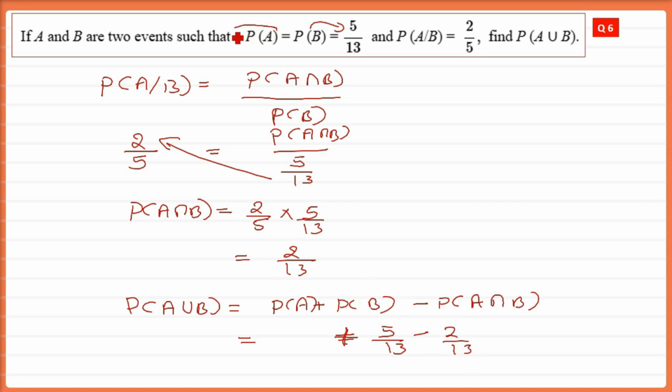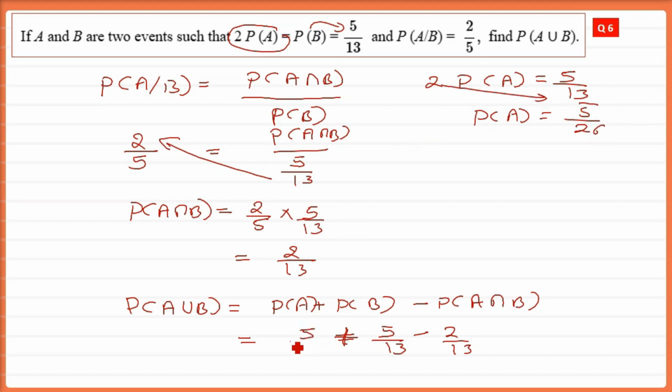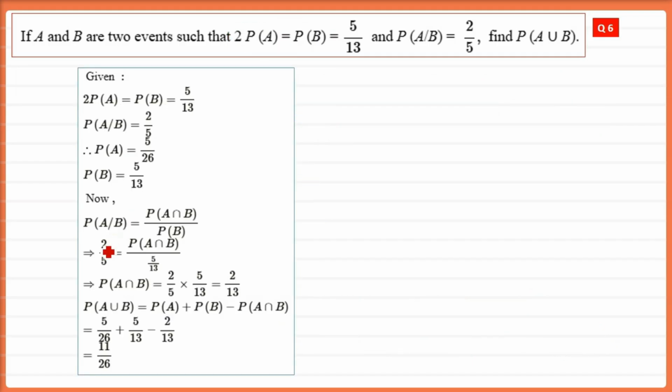Now from here, as I was suggesting that this is the double equality, so twice of P(A) is equal to 5 by 13. That is, twice the probability of A is already given as 5 by 13. So the probability of A can be computed, just bring 2 in the denominator, it will be 13 into 2, which is 5 by 26. Now we can write it here, 5 by 26. So this can be computed. It's a simple computation. It will come as 11 by 26. Now this is how it needs to be done. You're already aware of all these.